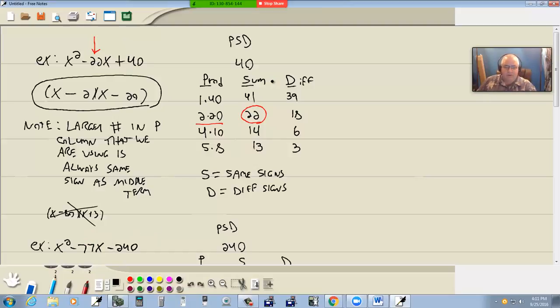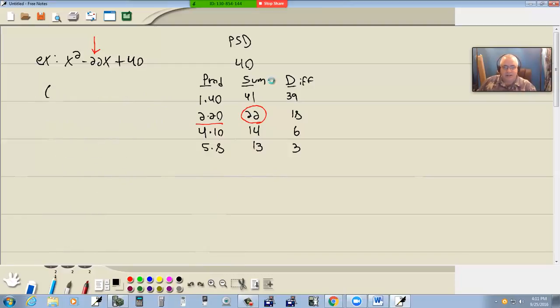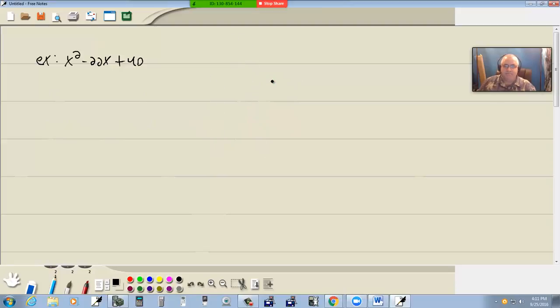In class, I'll always show all three columns. But once you feel comfortable with it, then you can advance a little bit and start looking at that to help you with the signs. Let's take a look at another example.